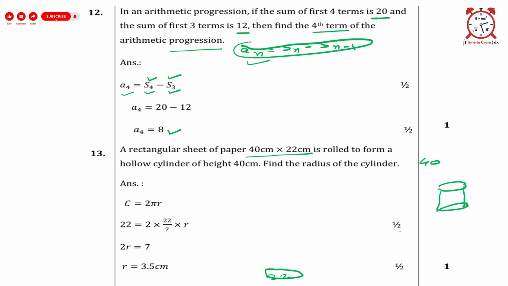So its width, meaning breadth, becomes the circumference. Look, this width becomes the circumference here in that way. So 22 is the circumference. So we will use the circumference formula C equal to 2 pi r. 22 is the circumference, this is given as one of the dimensions of the rectangle, and we take 22 by 7 for pi. Then from the calculation we will get the radius as 3.5 centimeter.